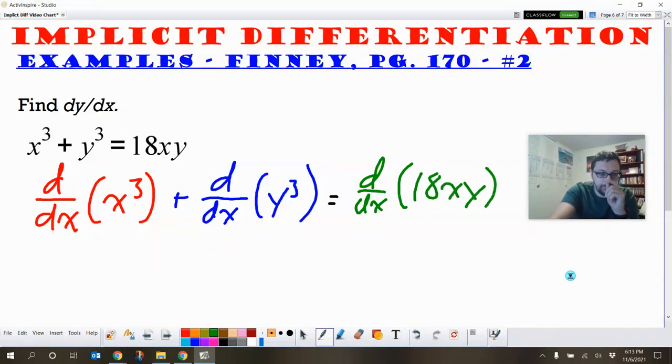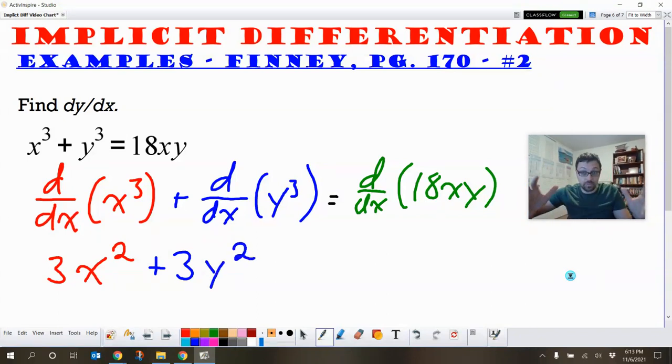Great. Okay, let's do the easy one first, that x cubed. That's just going to be a 3x squared. No trouble. Easy peasy, because we're finding the derivative with respect to x. When we get to the y cubed, we are going to need to apply the chain rule. So we would get 3y squared, that's just the outside of that y cubed, multiplied by the derivative of the inside. So the derivative of y is just y prime, or the derivative of y with respect to x.